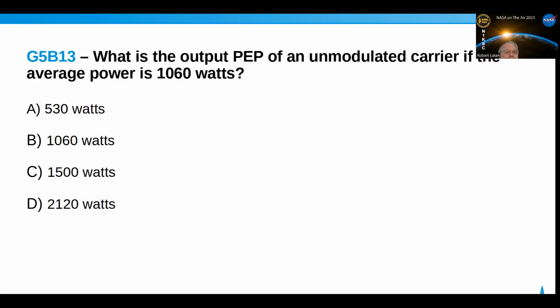Yeah, they make you want to think, well, it can't be that simple, right? It's still whatever the average power is if it's unmodulated.